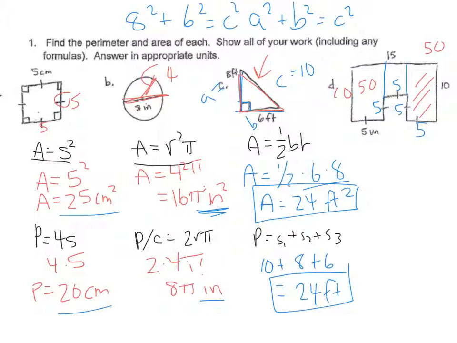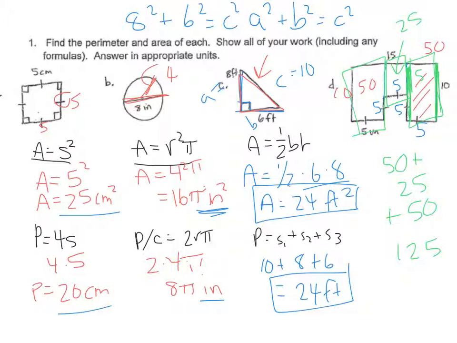Now the other dimension, I'll change color here. The other dimension is this. This needs to be 5 because this side right here is 10. This is 5, so this needs to be 5. So this area right here is 25. So you're going to add up all 3 rectangles. So add up 50 plus 25 plus 50. And you get 125 units squared, because there's my unit right here.